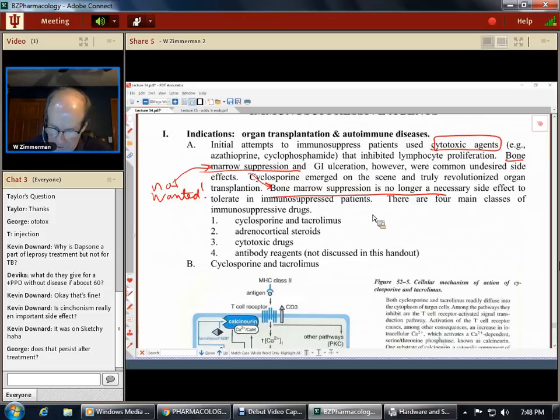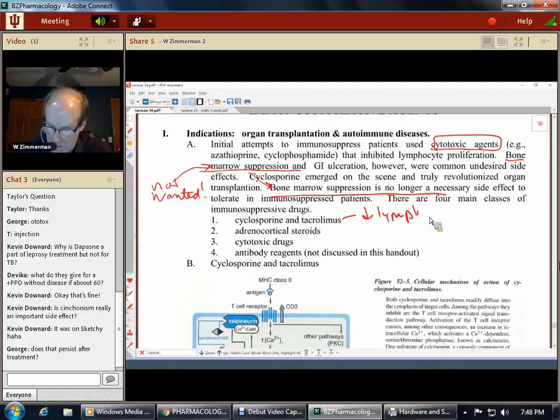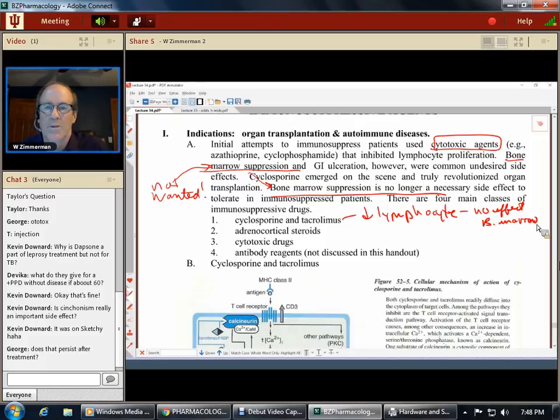Cyclosporin and tacrolimus will decrease the lymphocytes, but no effect on the bone marrow. So looking at this, then there's also the adrenal steroids, some cytotoxic drugs we'll mention, and the antibody reagents that I really don't talk about in this handout. I don't see them being used very heavily. But I do see a lot of cyclosporin and a lot of tacrolimus. And let's take a careful look at how they work.